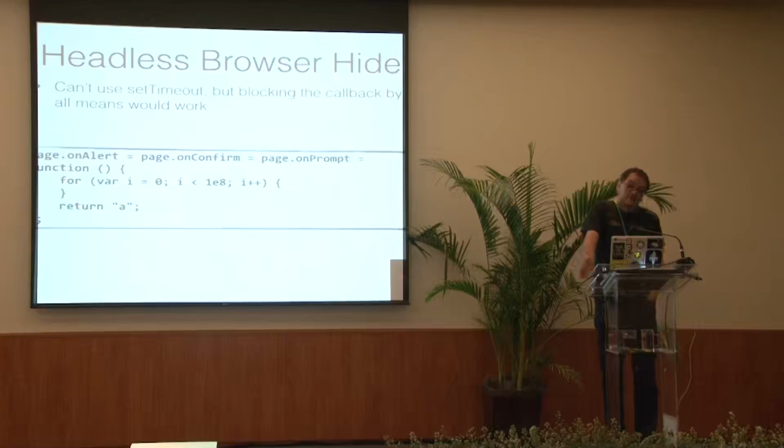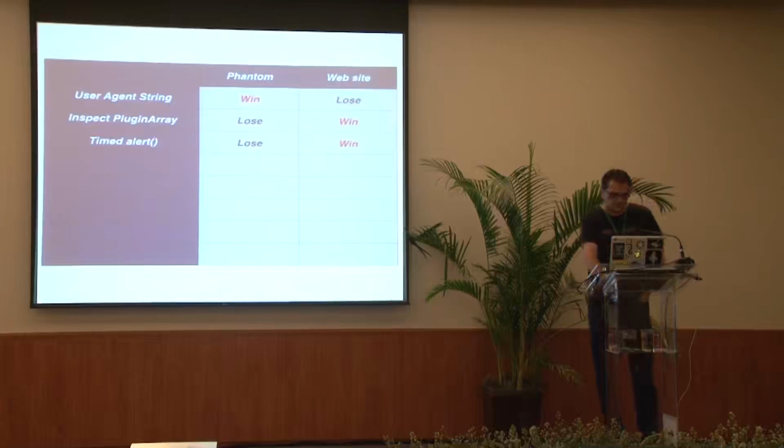But on the other hand, it's very easy to become vulnerable to denial of service attacks. If you put code like this on your PhantomJS site, a website that somehow detected that maybe you are fake, and it puts alert box one after another on the page, it's going to just get denial of service of your PhantomJS instance. So timed alert, probably we can say that website wins.